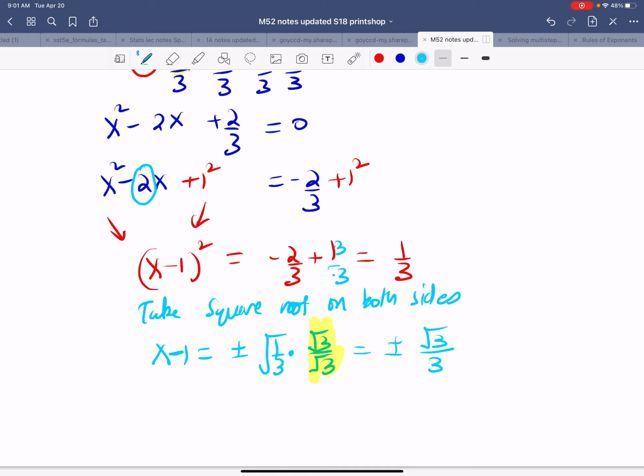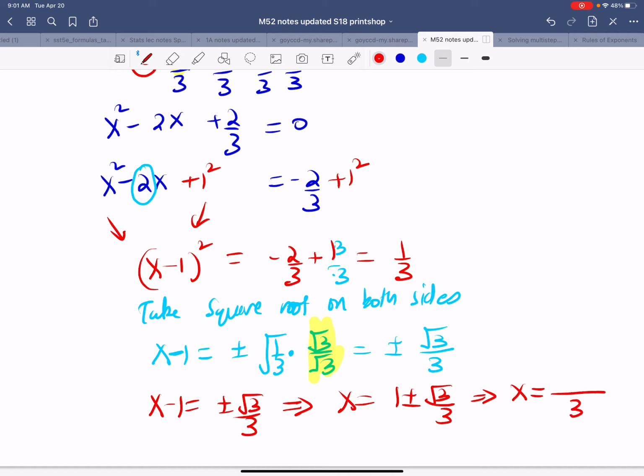So now, one last step left is to move the 1 to the other side. So my final step here is x minus 1 equals plus minus root 3 over 3. From here, move the 1 to the other side: 1 plus minus root 3 over 3. And at this point, I can write it as a single fraction. If I multiply the numerator and denominator of the 1 with the 3, that will leave me with 3 plus minus root 3 divided by 3.